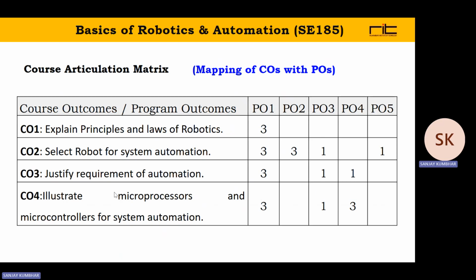In line with this, if you map with the program outcomes, irrespective of which discipline you are, the program outcomes are nearly the same. So explain principles and laws of robotics is strongly mapped with PO1. Then select robot for system automation is mapped with PO1, then PO2, PO3, PO5. I am not going to describe all these POs. When you choose this and start learning this, I will elaborate at that time how we are mapping this CO with program outcomes.